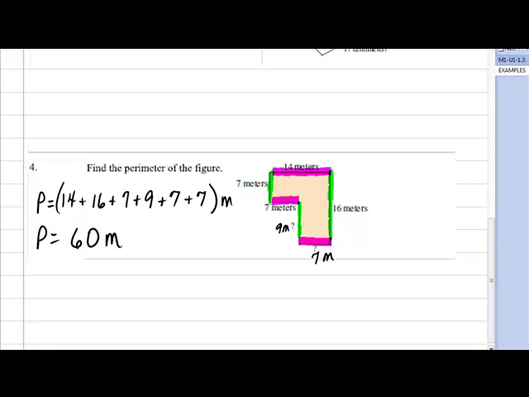So the challenging part of number 4 was for us to find those missing sides. I hope that helps you be able to find the perimeter of a polygon.